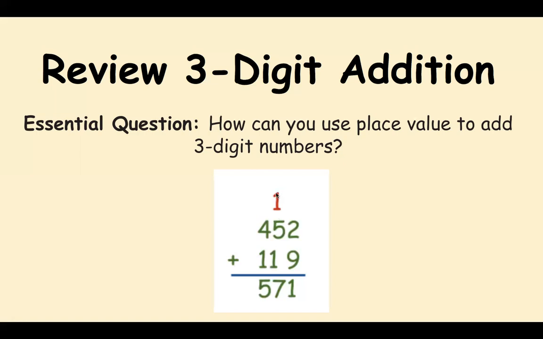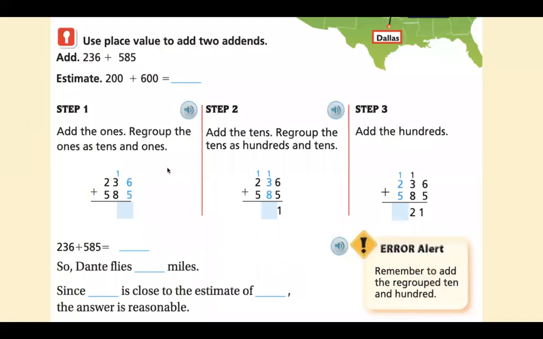And then you add your tens. 1 plus 5 is 6, 6 plus 1 is 7. And then we write the 7 down. It didn't go over, so we don't have to regroup anything. And then 4 plus 1 is 5. So the answer to 452 plus 119 would be 571. So the main thing to remember is that regrouping part. All right, so let's try this, and we're going to do it step by step.